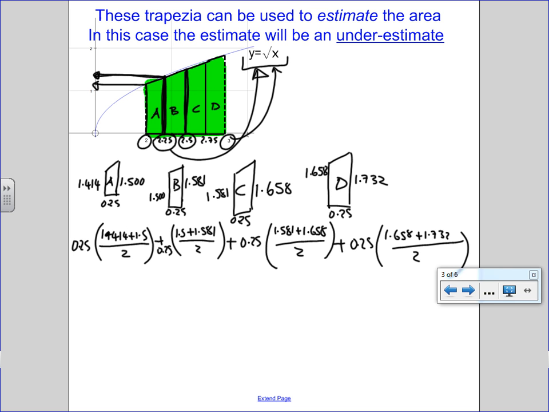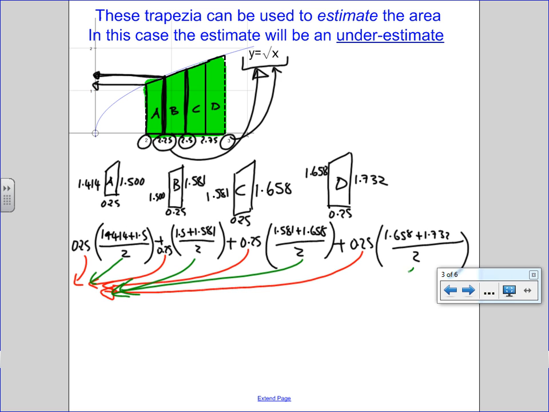Okay, so we can add these up individually, can't we? But what I'm thinking is that it might be nice to pull out a common factor of 0.25, and in fact, can we pull out a common factor of a half as well? Because everything's being divided by 2, isn't it? So I think what I'm going to do is pull out 0.25 divided by 2. Okay? And then what am I left with?